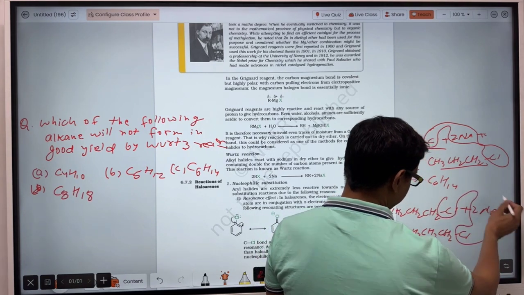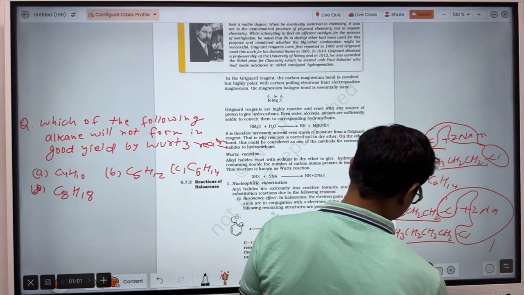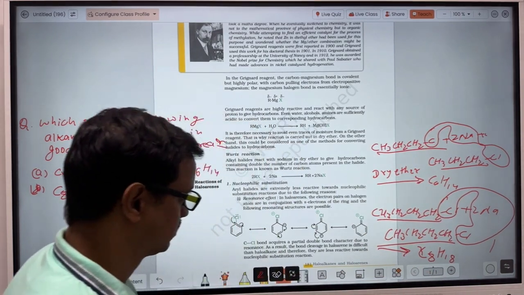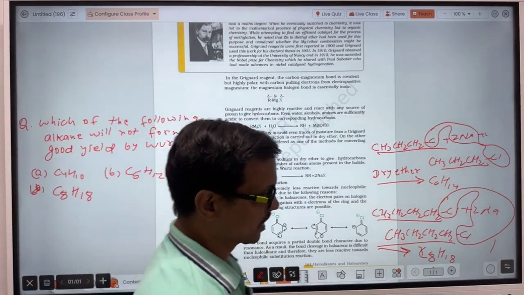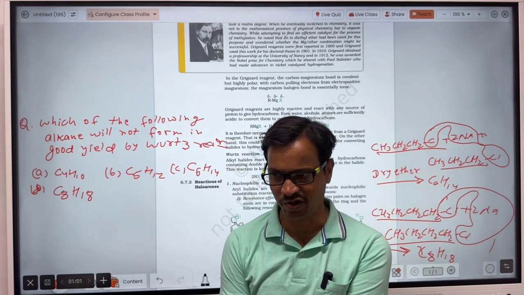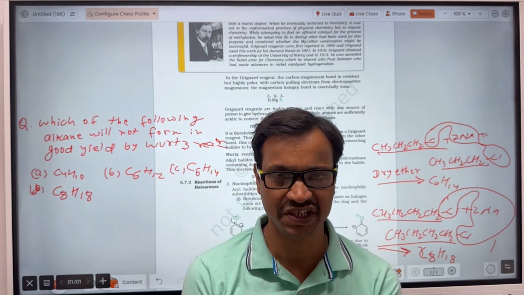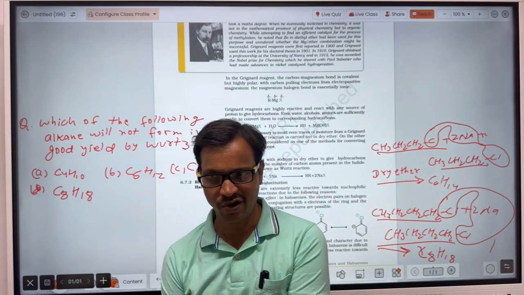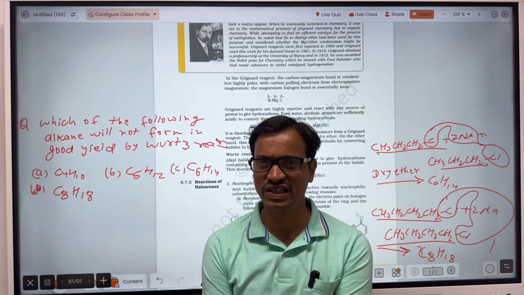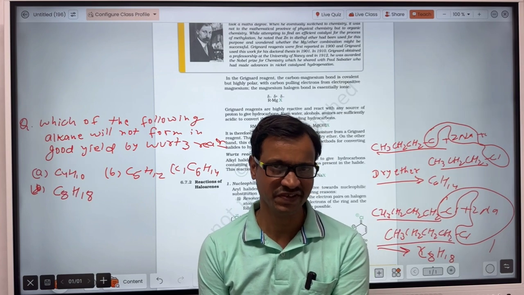What will happen? 4 carbon atoms here will combine with 4 carbon atoms here. That means 8, so it is C8H18. An alkane in which the number of carbon atoms is odd is possible only when you take two different haloalkanes, because odd plus even can be odd, but odd plus odd will always be even, and even plus even will also be even.